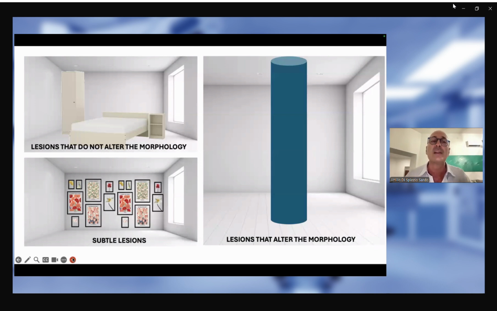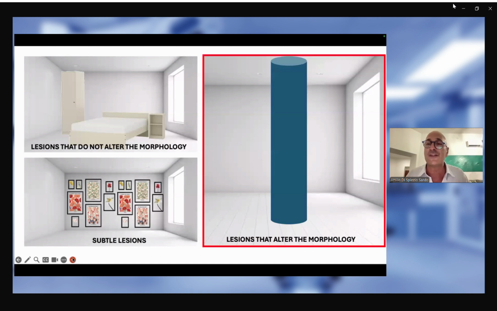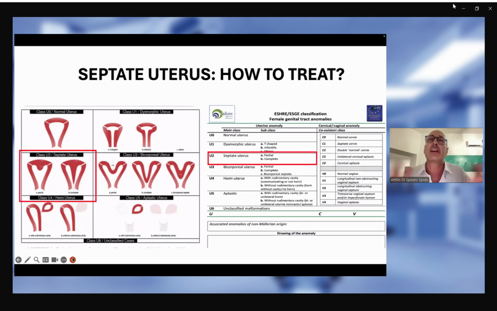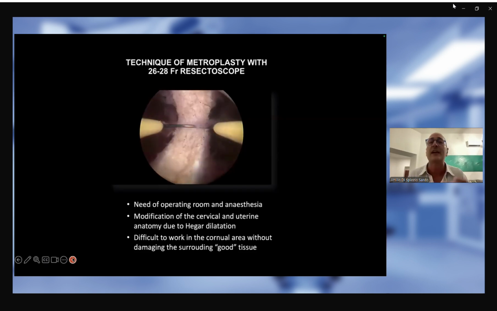And I'm sure that Rudy will speak about the lesions that do not alter the morphology of the uterus, but they can create problems inside the cavity and are more difficult to detect, what we call the subtle lesions. I will focus in this 15 minute talk on the lesions that can alter the morphology, the shape of the uterine cavity. And we will discuss how to treat in a very pragmatic way, but more important, when there is the indication to treat these anomalies. Of course, we cannot analyze all the uterine malformations, but we will focus on the two more frequent, the septate uterus and the dysmorphic uterus.